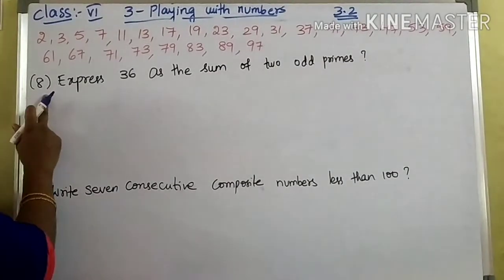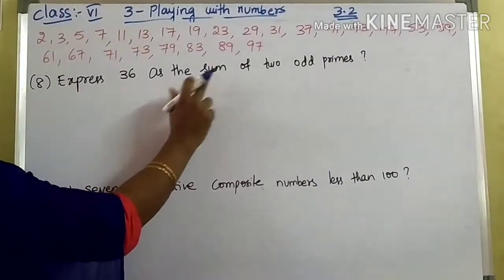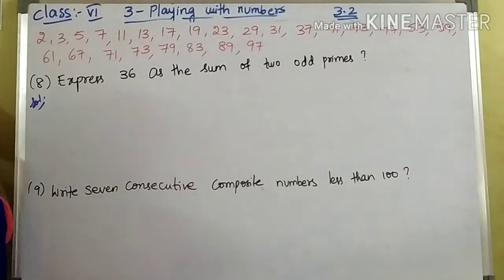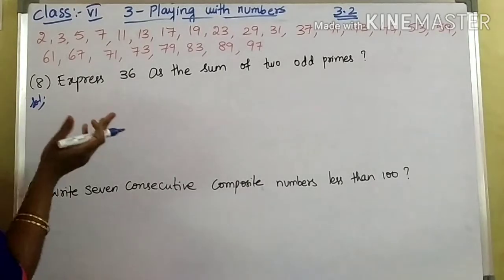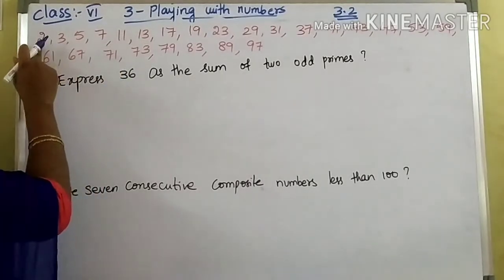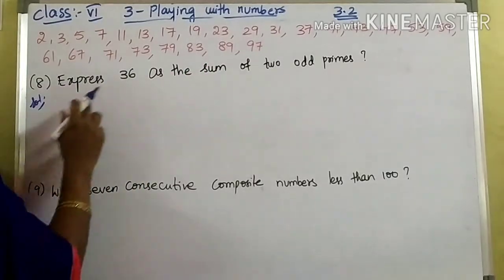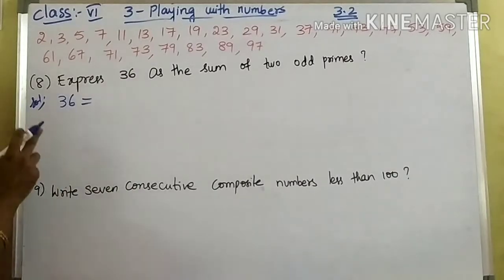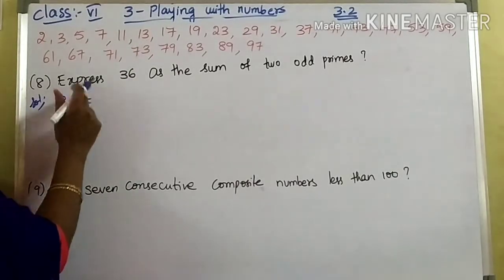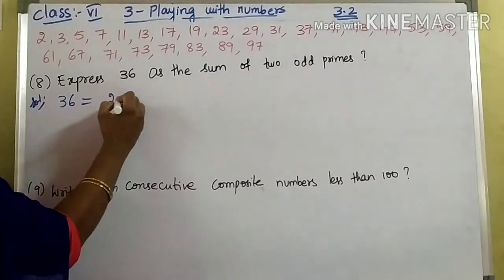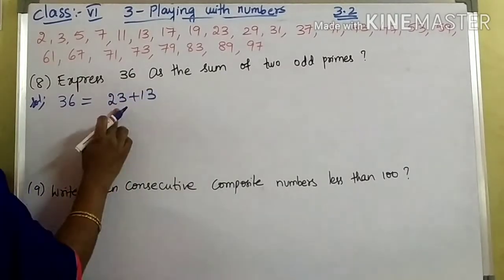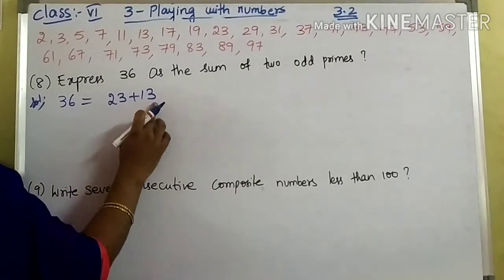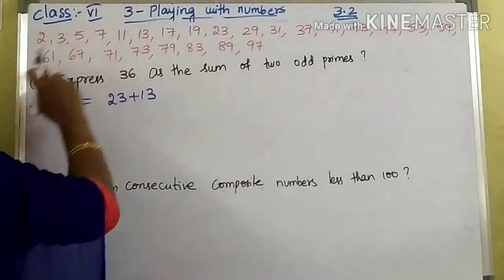Next, 8th question. Express 36 as the sum of 2 odd prime numbers. They are asking for odd prime numbers. See, all prime numbers are odd except one, that is 2. Remaining all numbers are odd numbers only, and we have to write 36 as the sum of 2 odd primes. For example, 36: here I can write 23 plus 13. 23 is a prime number, 13 is a prime number. When you add 23 and 13, how much are you going to get? 36. You can see these numbers and write, children.